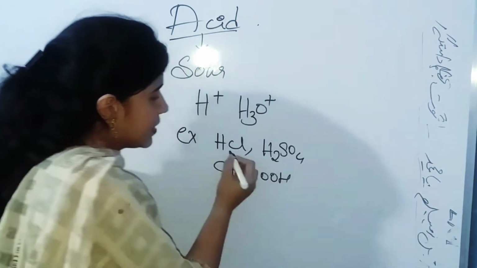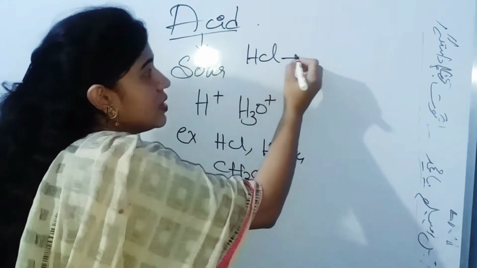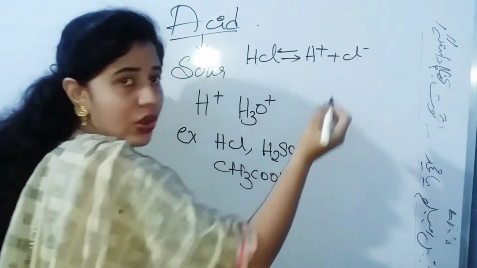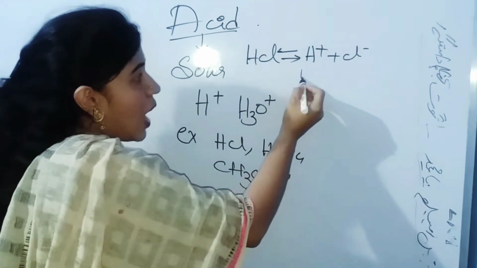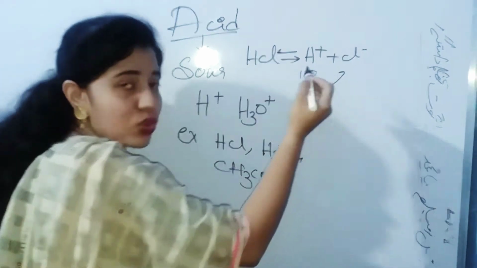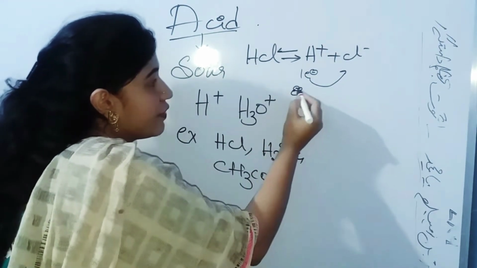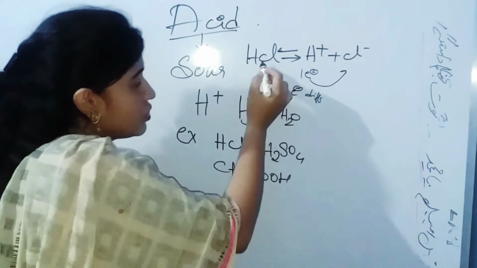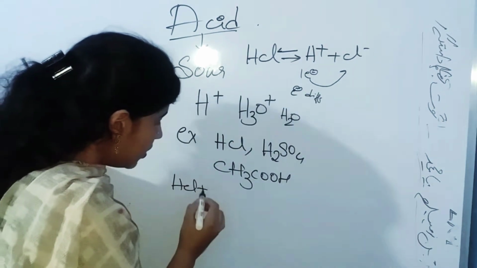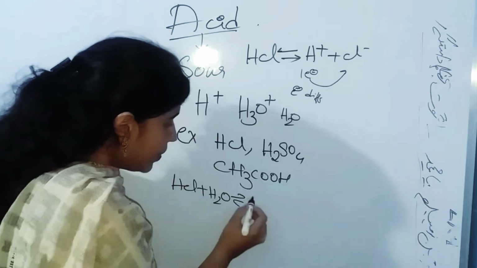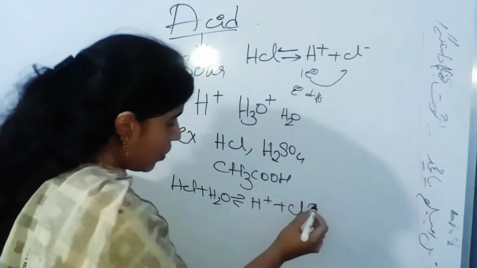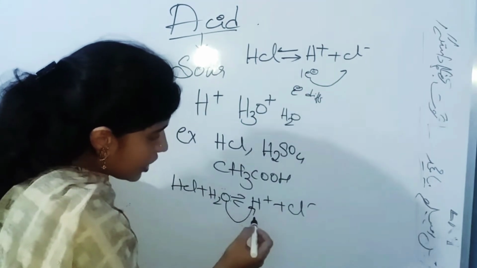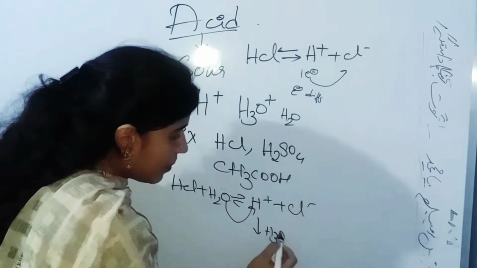If I take an example of HCl, this HCl undergoes dissociation to give H plus and Cl minus ion. The hydrogen having one electron has been taken by the chloride. Now it is electron deficient, hence it takes from the water molecule. In the presence of water, HCl forms H plus and Cl minus ion. The extra lone pair of electrons present on oxygen gets attached to it and forms a hydronium ion.